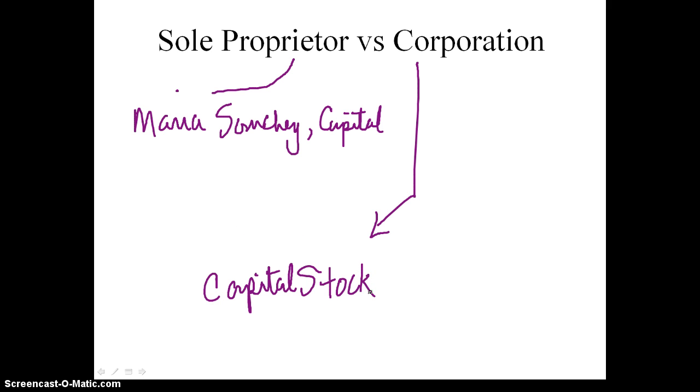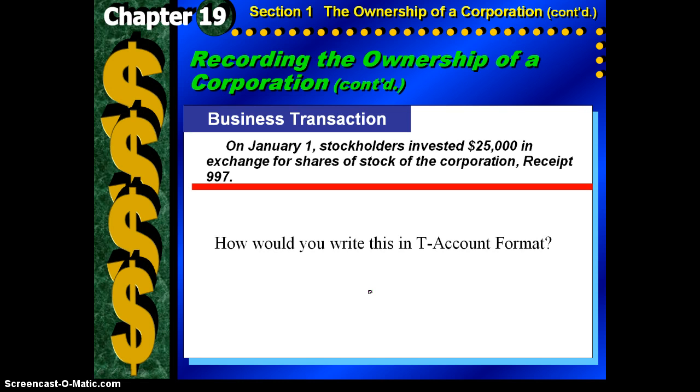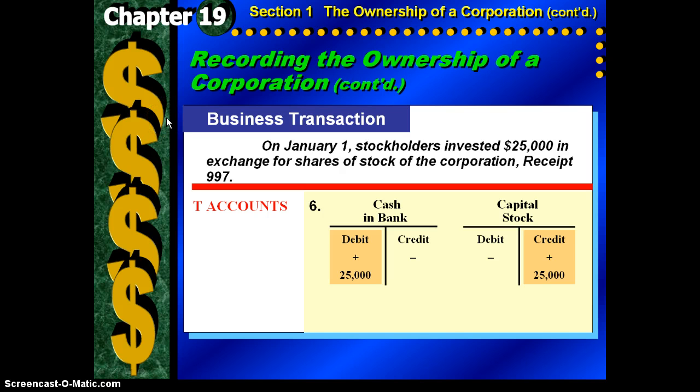All right, moving on, let's take a look at a transaction. On January 1st, stockholders invested $25,000 in exchange for shares of stock of the corporation, receipt 997. So how would you write this in a T account? Go ahead, take a second, pause, write it down. All right, the way you would write this down for this transaction would be your cash and bank account, your asset account, is debited or increased by $25,000, and your capital stock account, your stockholders' equity account, is also increased by $25,000 with a credit.